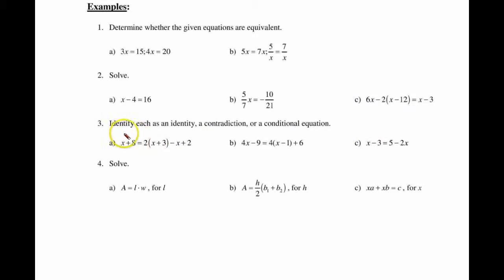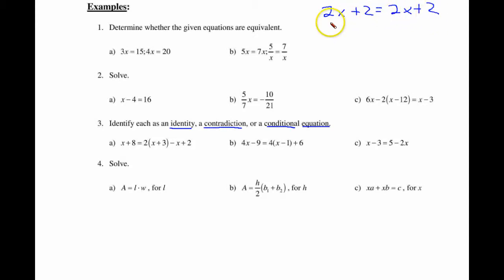All right, going on to number 3 here. They're asking us to identify whether something is an identity, a contradiction, or a conditional equation. Well, if you had read the textbook, they go over this in some detail. If you have something like this, 2x plus 2 equals 2x plus 2, this is what we call an identity.